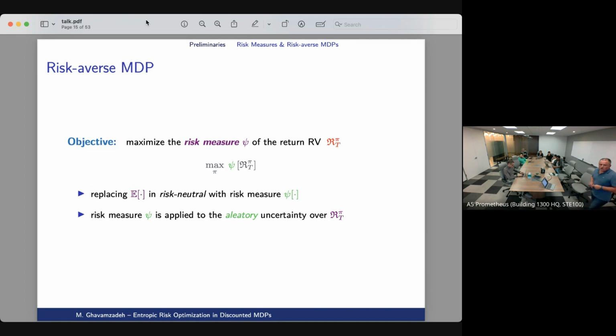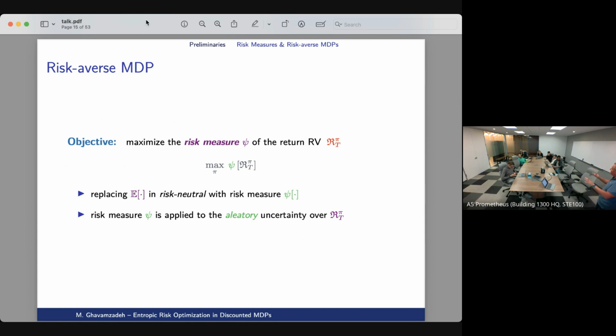Okay. So now let's see, so far we talked about risk measure, we never talked about what is risk-averse MDP. Risk-averse MDP is when we are replacing expectation with a risk measure. We just say, okay, I'm not optimizing for expectation, I'm just optimizing for a risk measure, but the random variable is still the return. Instead of finding a policy that maximizes the expectation of this return random variable, I find a policy that maximizes the risk measure of this return random variable.